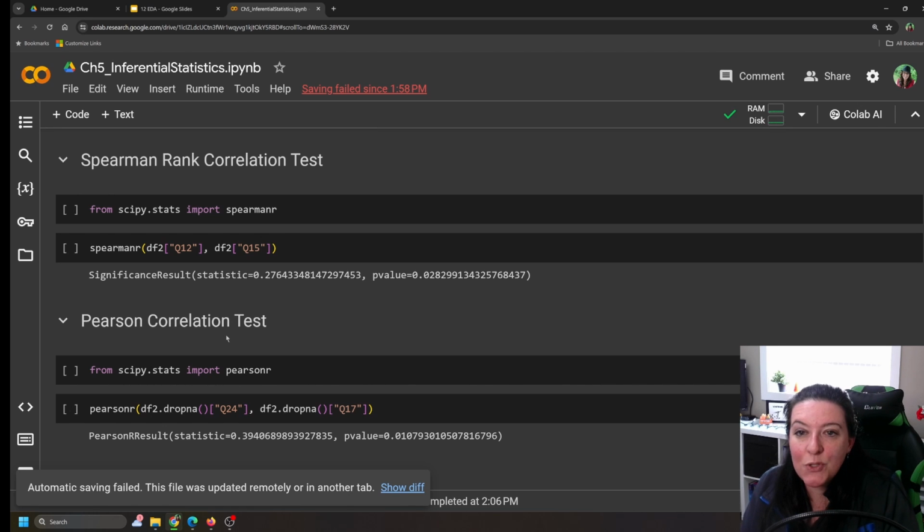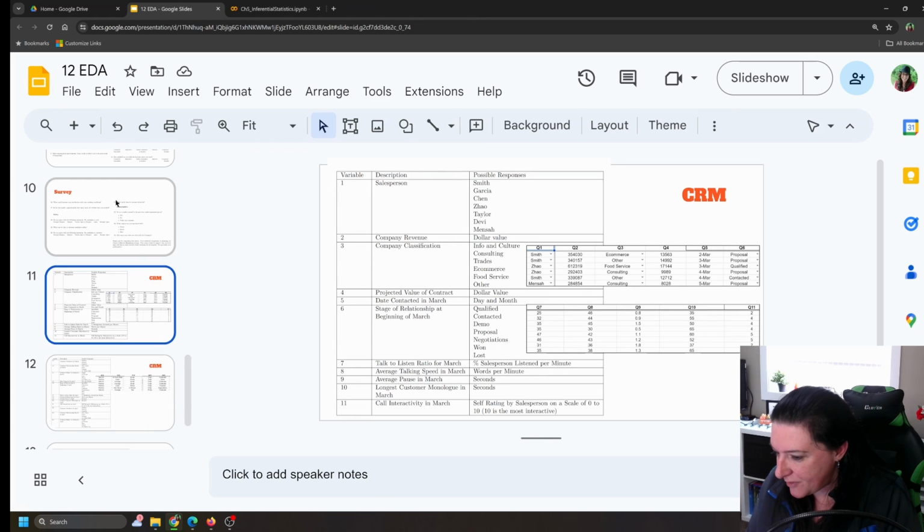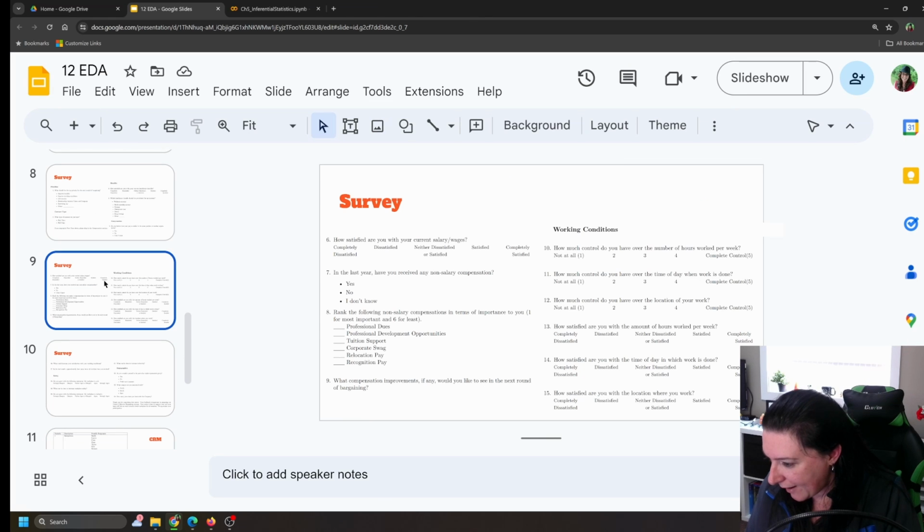Let's go back to the bargaining survey. So you are collecting information from your union members. We're using data frame table 2 here, and we'll look at question 12 and question 15 from our survey.